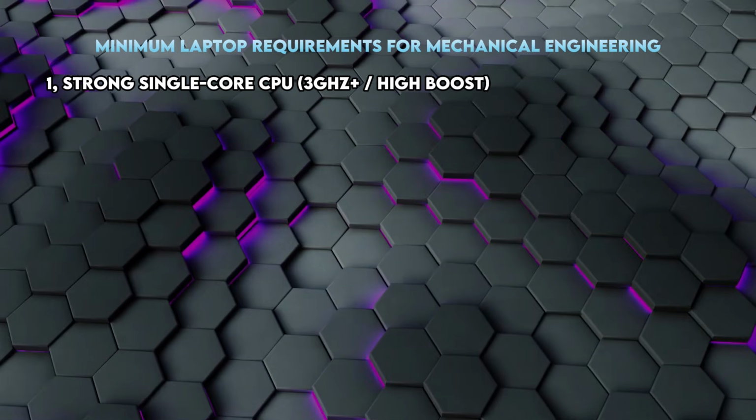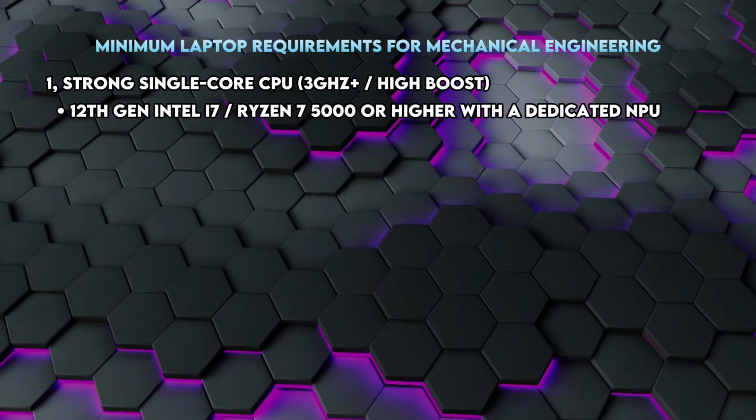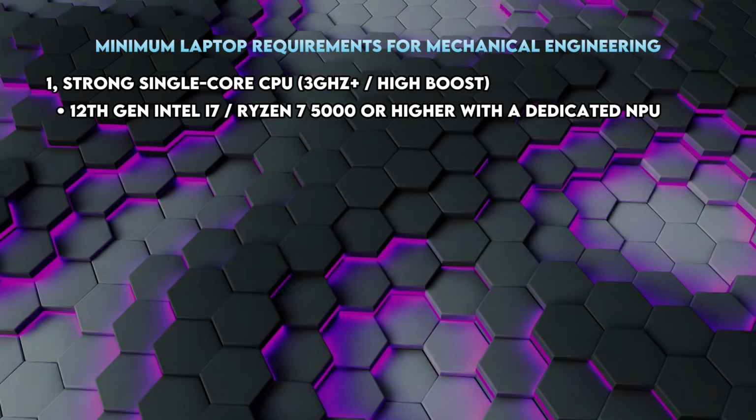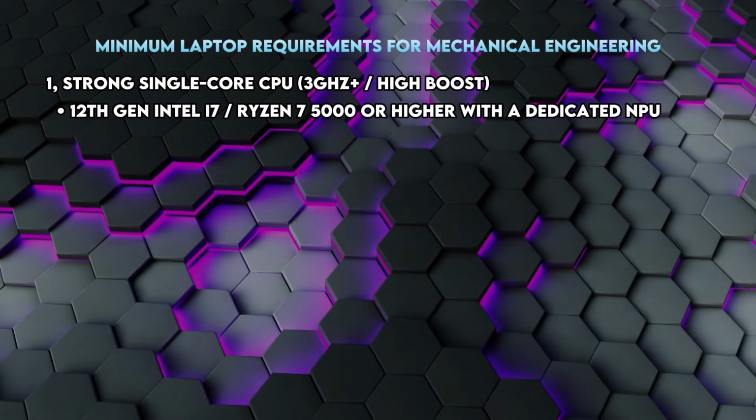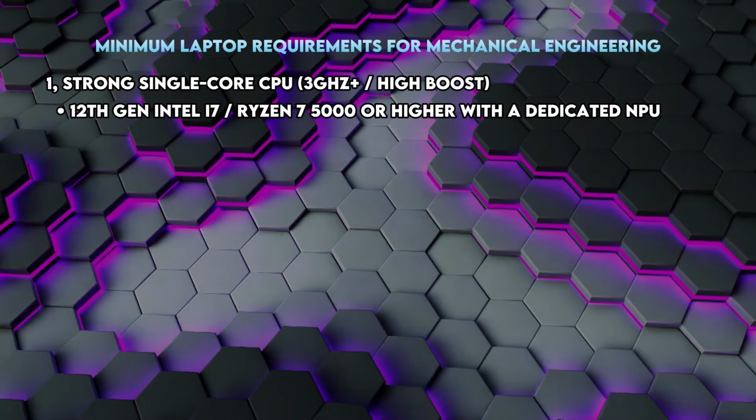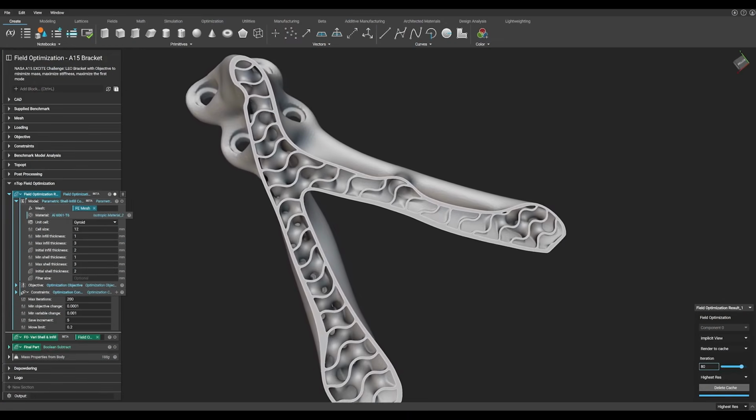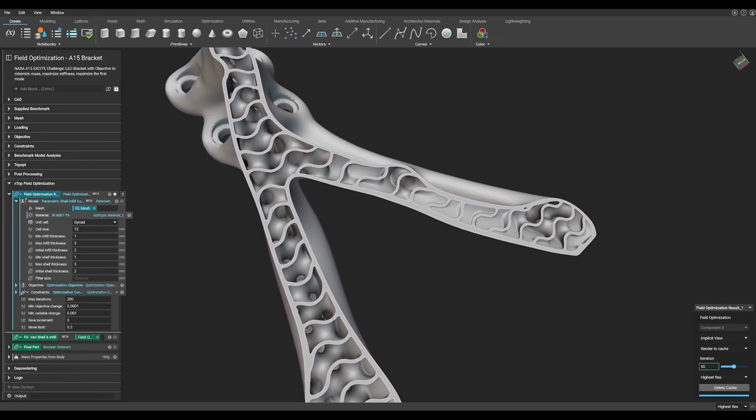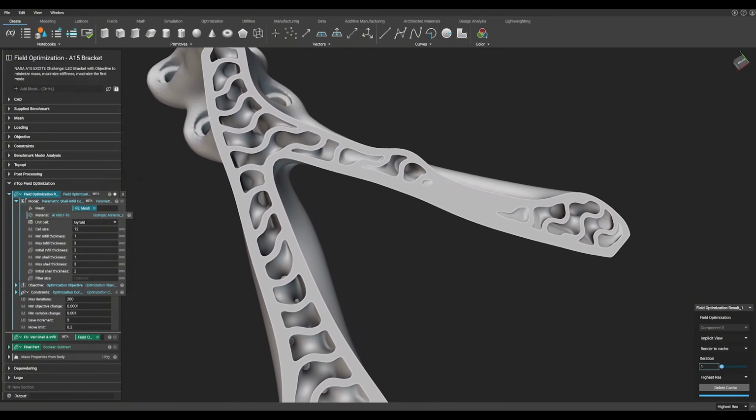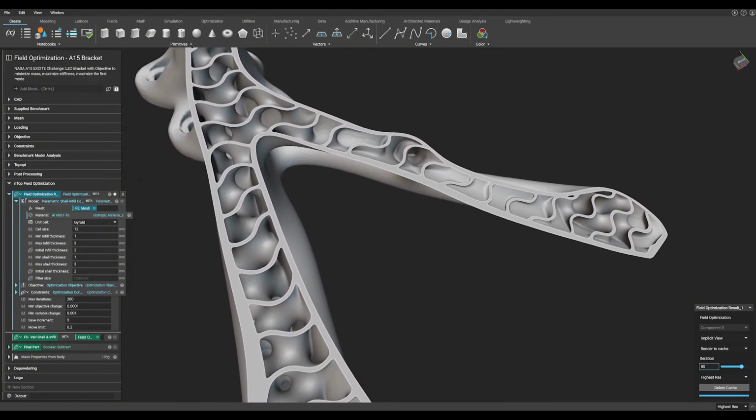CAD work. With that in mind, aim for at least a 12th Gen Intel Core i7 or an AMD Ryzen 7 5000 series processor. If possible, look for newer chips with dedicated NPUs or neural processing units to support AI-driven generative design tools and future-proof your system. For heavier simulations, consider stepping up to an Ultra 9 processor.